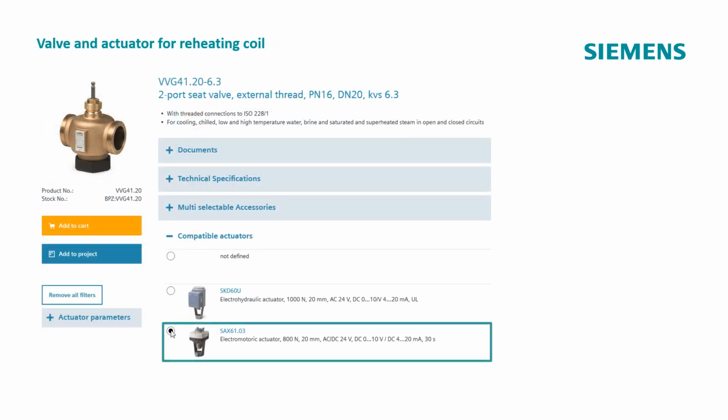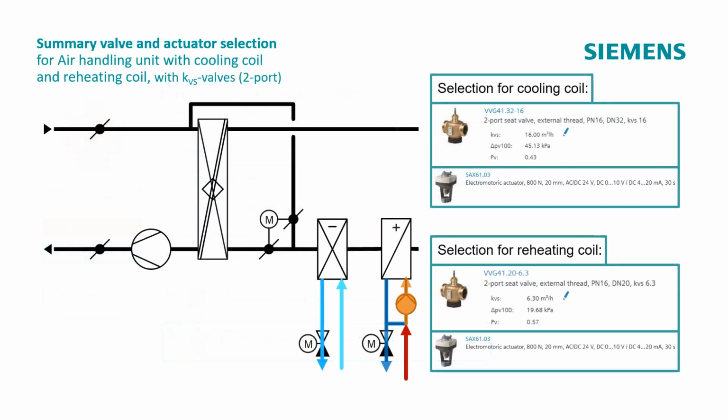Now the control valve and the actuator for the reheating coil are selected. They can also be added to the cart or a project. In summary, here the selected valves and actuators for the cooling coil and the reheating coil.